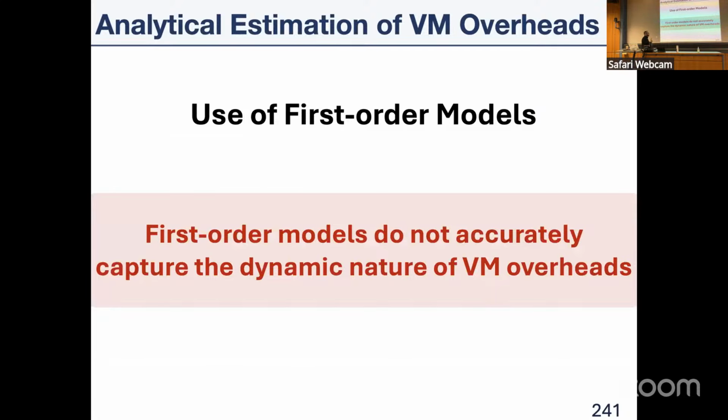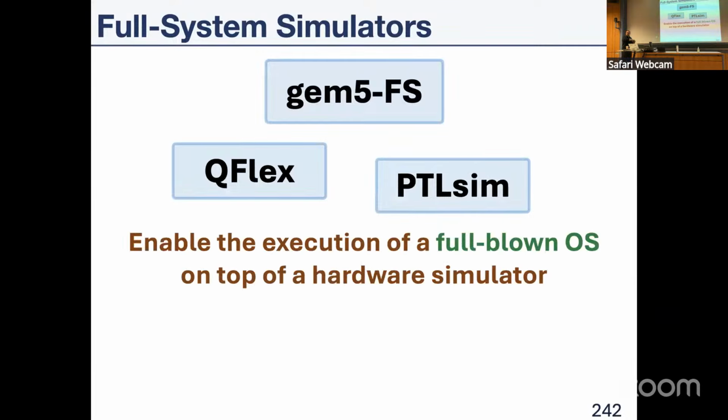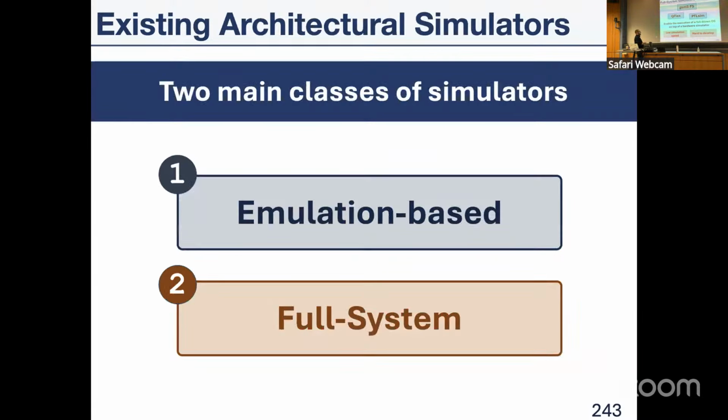The key takeaway is that these first-order models cannot easily capture the dynamic nature of the virtual memory overheads. And the full system simulators help in that aspect because they enable the execution of the full-blown operating system on top of a hardware simulator. However, if someone has worked with Gem5, for example, Gem5 full system, you will see that it has a very low simulation speed, and it's very hard to develop in some cases because you need to co-design and develop at the same time the operating system and the hardware and the ISA, to make changes in the ISA, which makes the coding effort and the development effort very high.